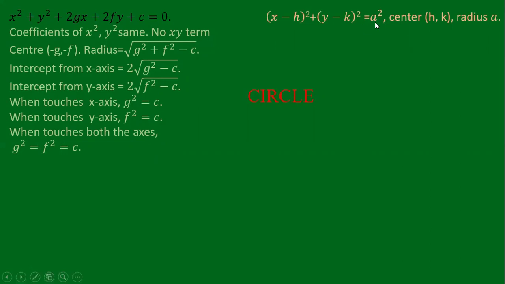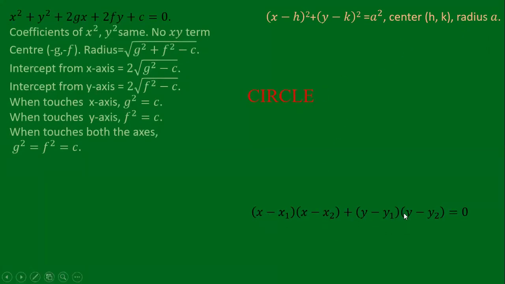Now see another form. If the center is h, k and radius a, then we get the equation of circle is x minus h whole square plus y minus k whole square is equal to a square. This h, k is center and radius is a.